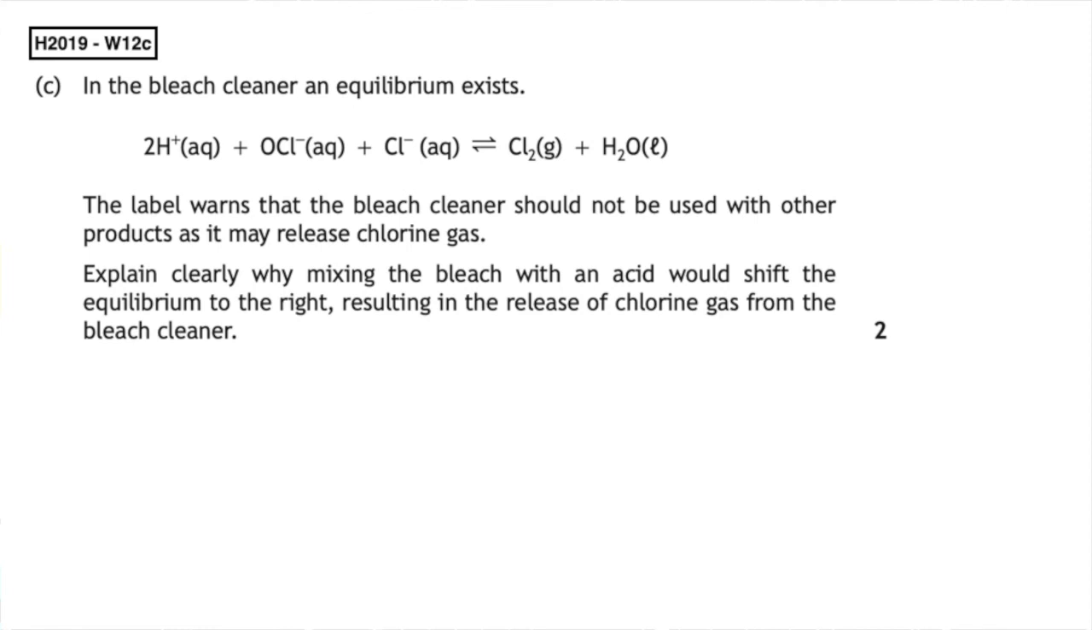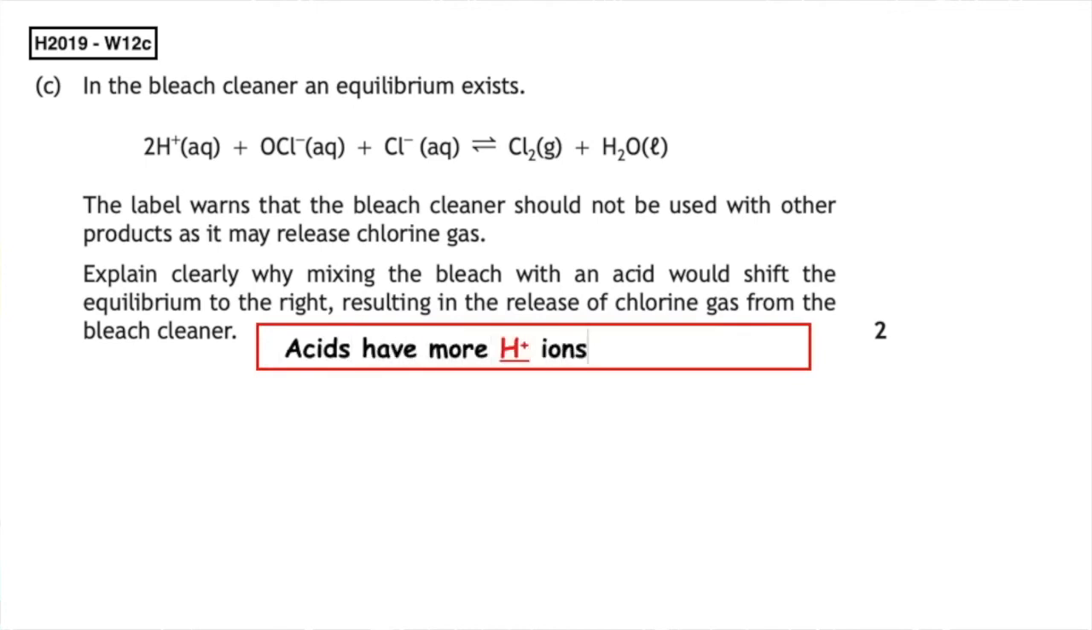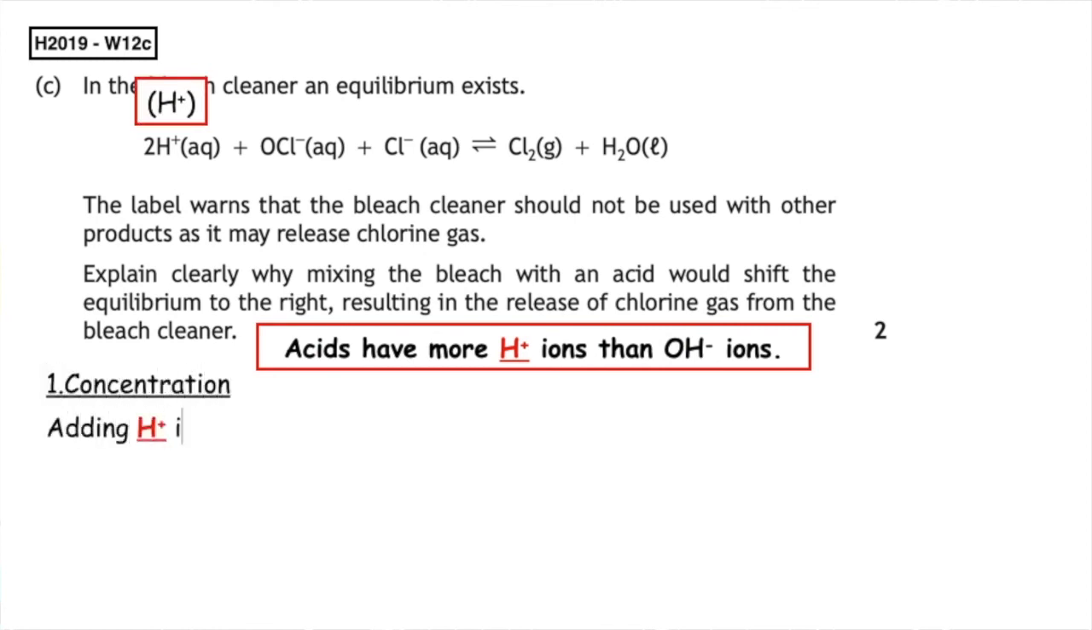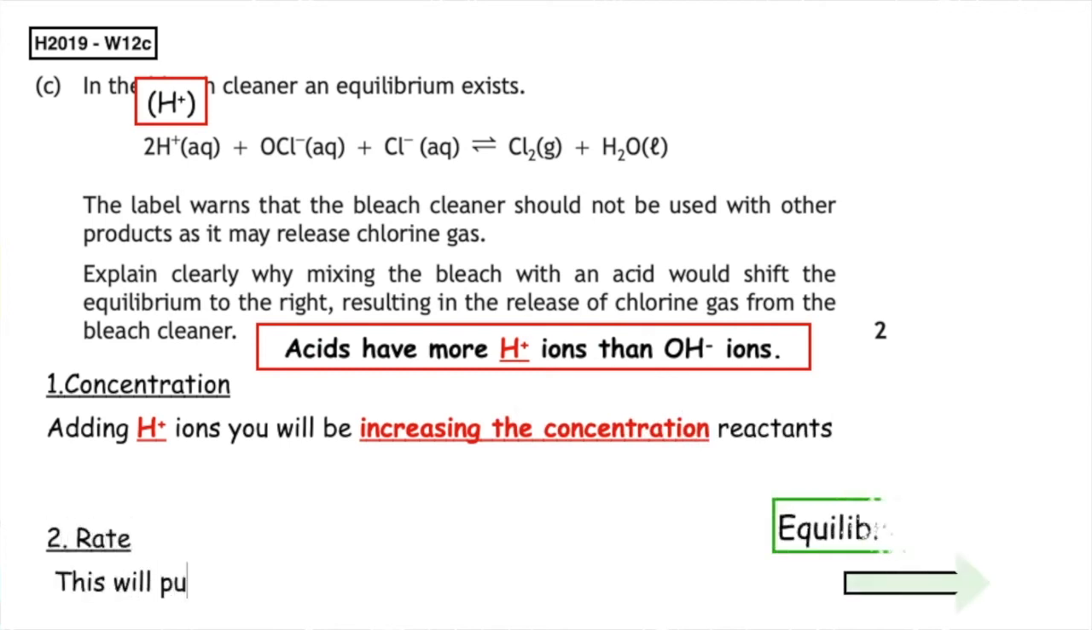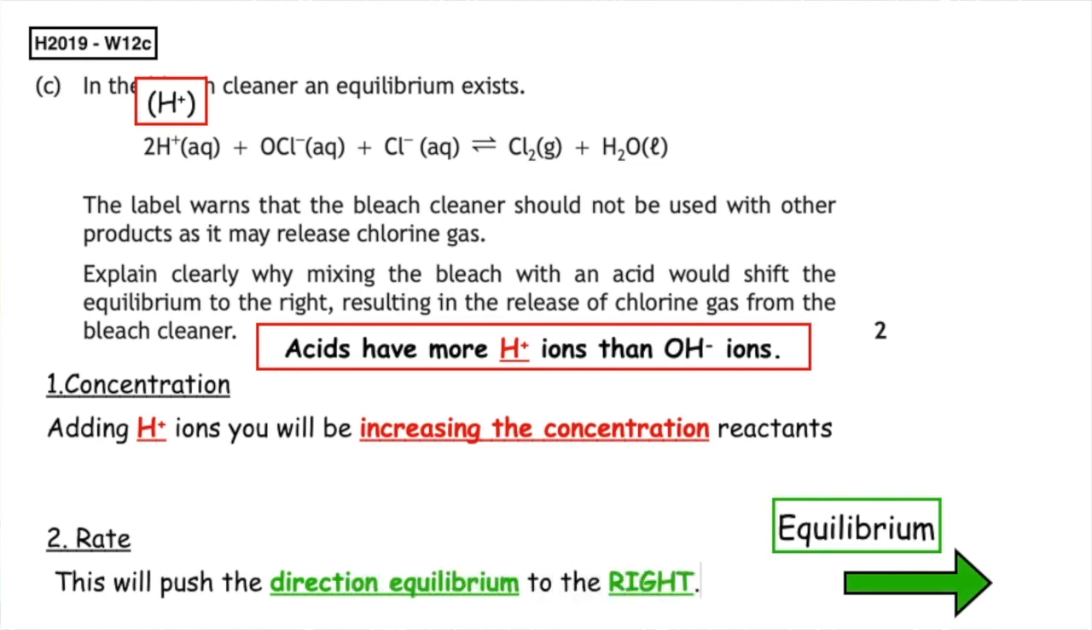So we can see that this past paper question is worth 2 marks, so we're going to have 2 points that we make, which is based on the key definition of an equilibrium. We need to speak about the concentrations and we need to speak about the rate. Now we know that acids have more H+ ions than OH- ions. That means by adding the H+ ions, you will be increasing the concentration of the reactants. This means that it's going to push the position of the equilibrium to the right, making more of our chlorine gas.